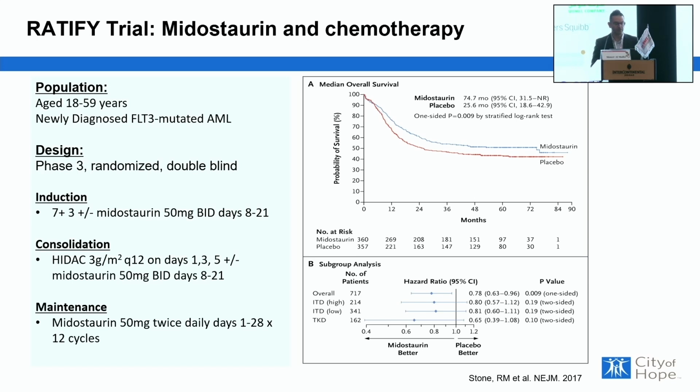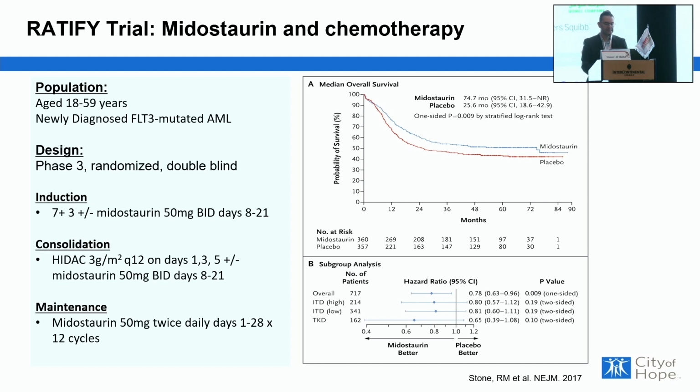The best evidence comes from the RATIFY trial. This is a randomized phase 3 study, double-blinded, in patients aged 18 to 60, newly diagnosed, FLT3 mutated, who got randomized on induction to 7+3 plus or minus midostaurin from day 8 to 21. Midostaurin was also added to the consolidation and to the maintenance for a year.